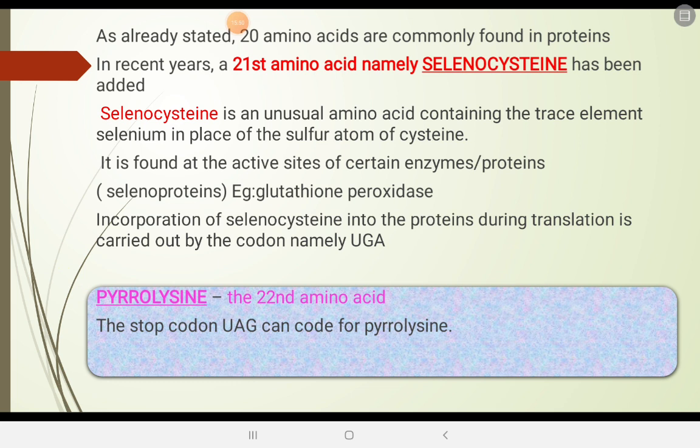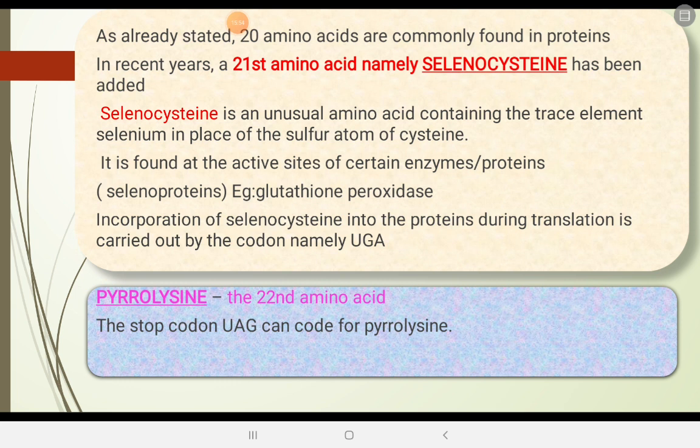Pyrrolysine is the 22nd amino acid. The stop codon UAG can code for pyrrolysine. The recent amino acids are selenocysteine and pyrrolysine.